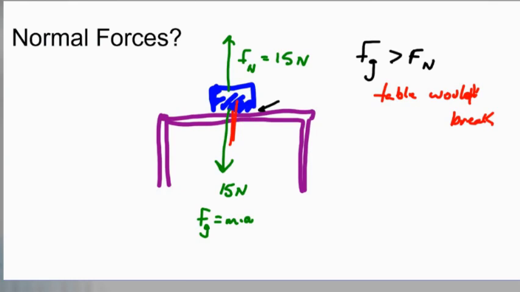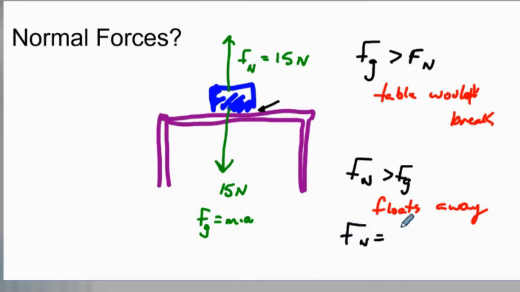Okay. What about a second scenario? What if the normal force was bigger than the gravitational force? Well, this is impossible as well. I mean, what we would see is this object float up into space. Well, that doesn't happen. It'll float away. Okay. So, what we're seeing here with our normal force is that the normal force is going to be equal to the gravitational force, just opposite in direction.